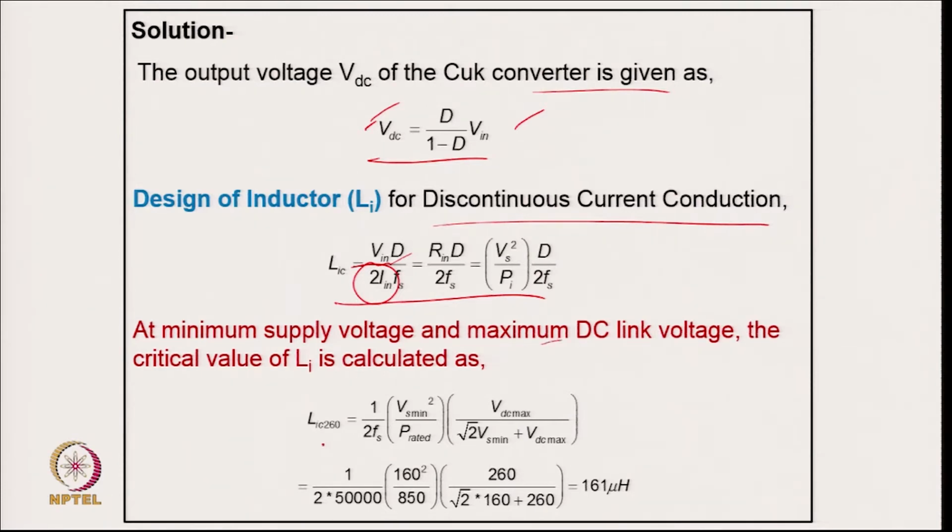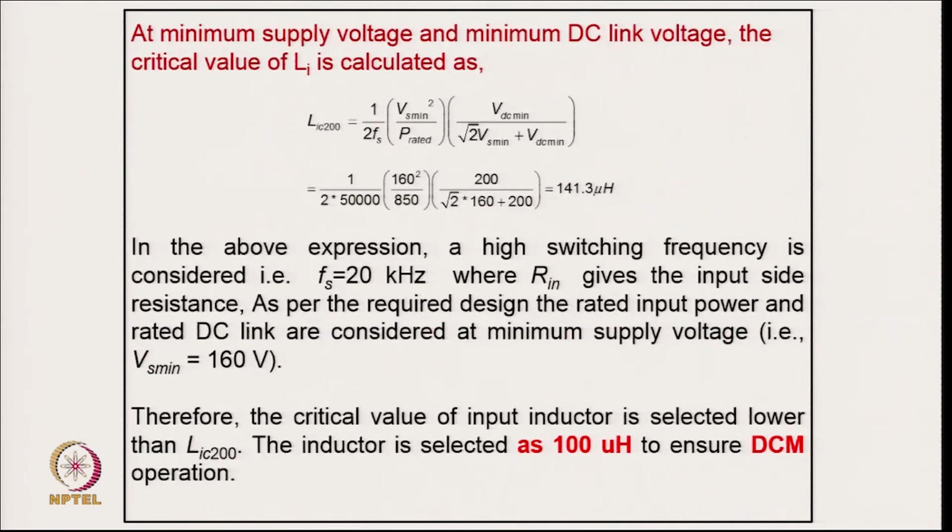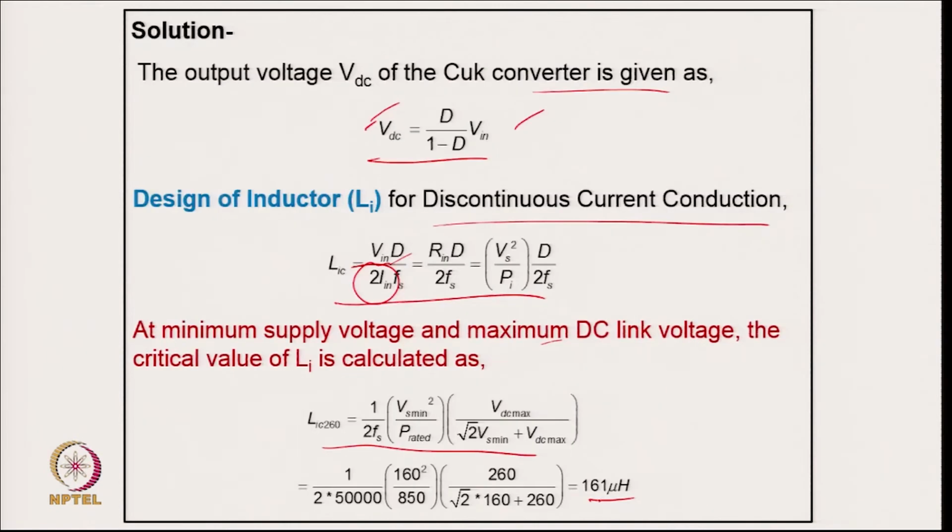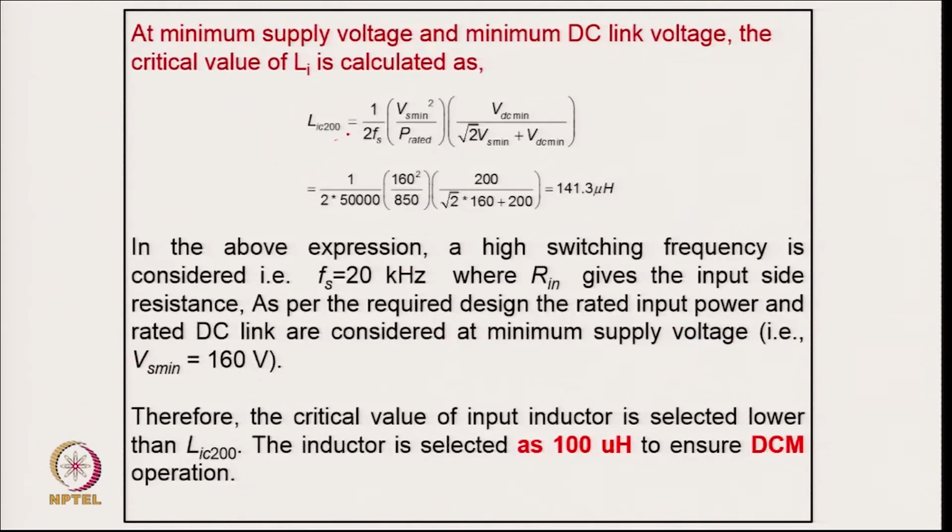Once we put the values here, the inductor comes to 161 micro Henry, and we have to select certainly corresponding to the minimum supply voltage. We have to calculate because the supply voltage is varying here. This is corresponding to the maximum voltage of 260 volt, and this is for a minimum of 200 volt. So it comes to 141.3 micro Henry. In the above expression, a switching frequency of 20 kilohertz is considered, where R in gives the input resistance as per the required power, and the minimum voltage is 160 volt.